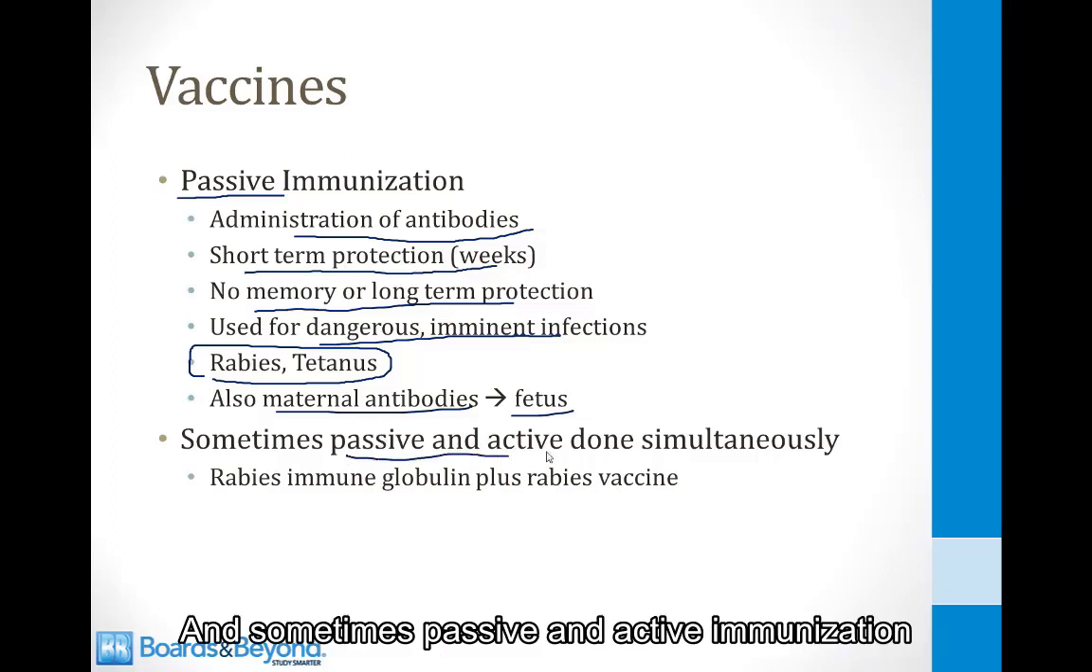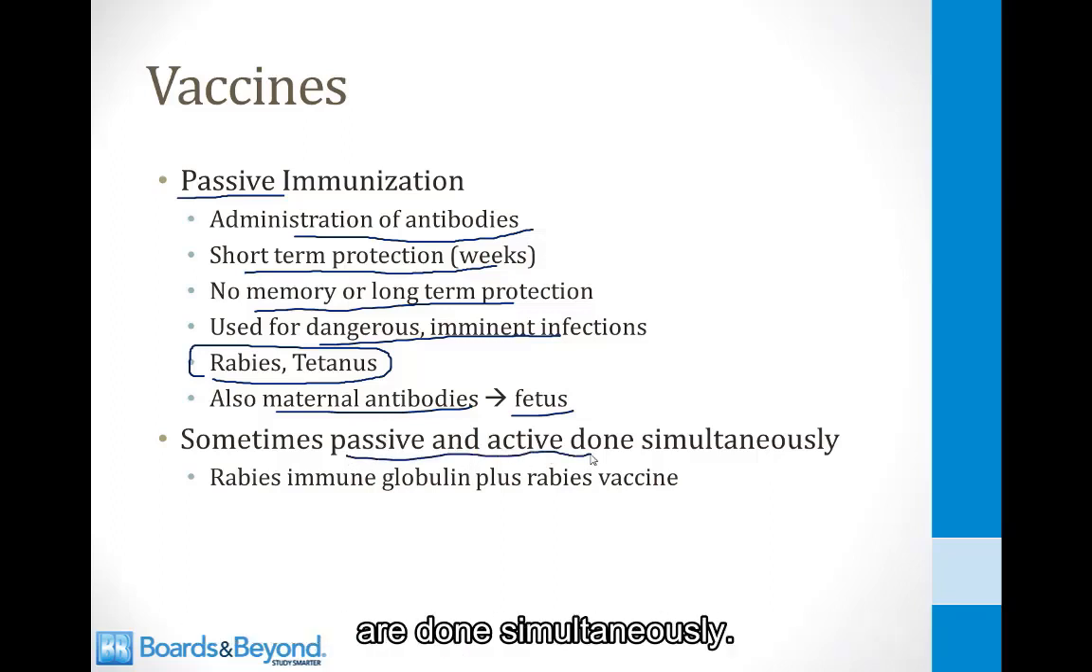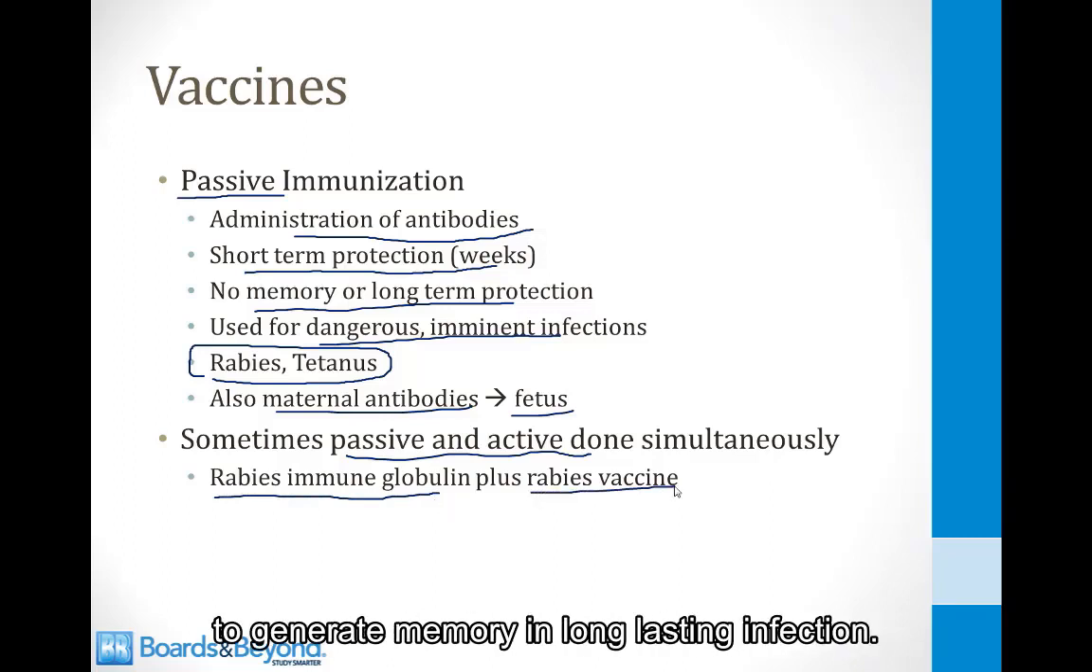And sometimes passive and active immunization are done simultaneously. So for example, if you think a patient might have been bit by a rabid animal, you will administer rabies immune globulin to try and neutralize any virus that might be inside the body. You'll also give the person rabies vaccine to generate memory and long-lasting immunity. And that concludes our module on B cells.